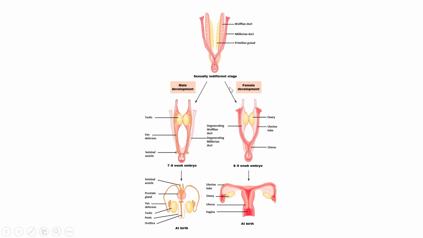If we don't have the SRY gene and we don't have the testis determining factor, then ovaries will develop. And because there is no testosterone and no Müllerian inhibiting hormone, the Wolffian duct will regress or disappear, and the Müllerian duct will continue on to develop to give us the uterine tubes, the uterus, and the vagina. Whereas in males, the Wolffian duct will go on to give us the vas deferens, the seminal vesicles, the prostate gland, and so on.